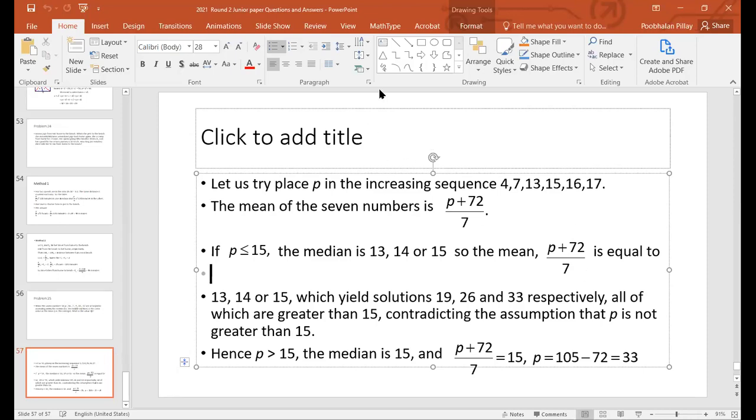So we have P plus 72, this is the mean. P is equal to 13. You get P is equal to 7 times 13 is 91, minus 72, that's 19. So if P is equal to 13, then P equals 19. Nonsense. If P is equal to 14, then you put 14 plus 72 is 86. And here you get 91.